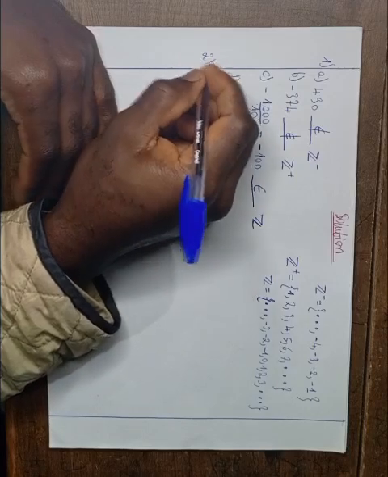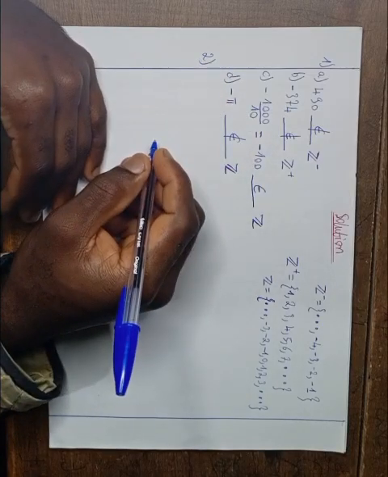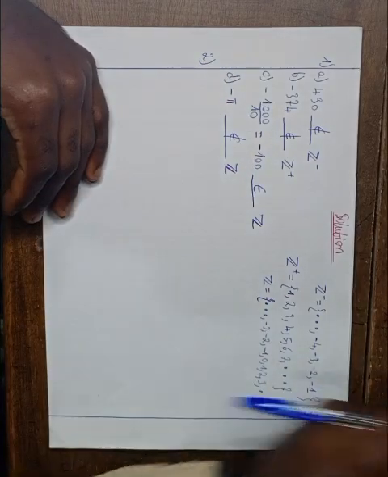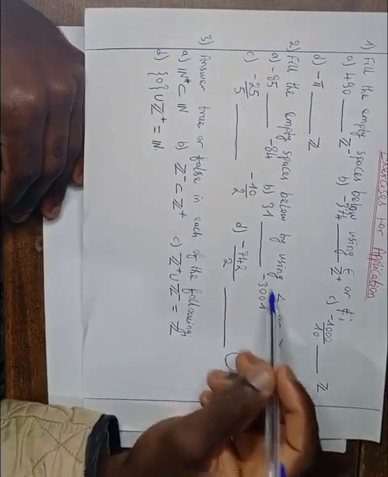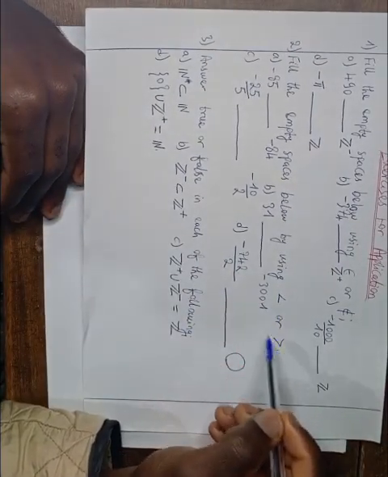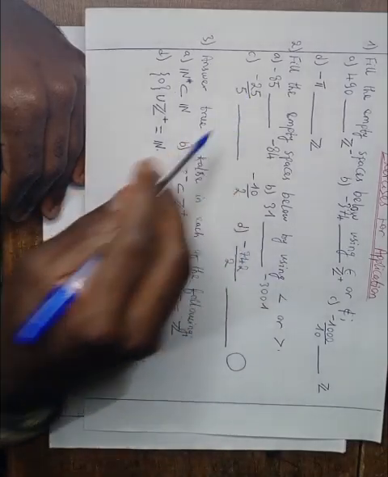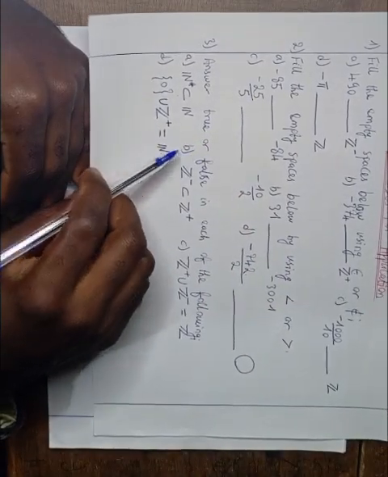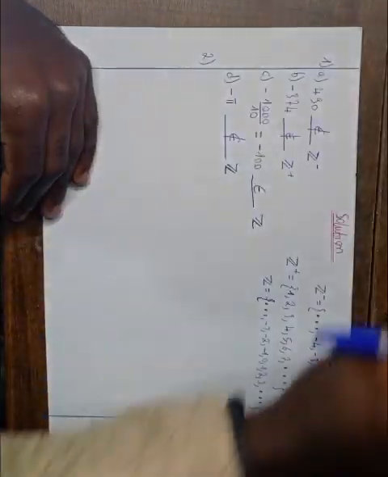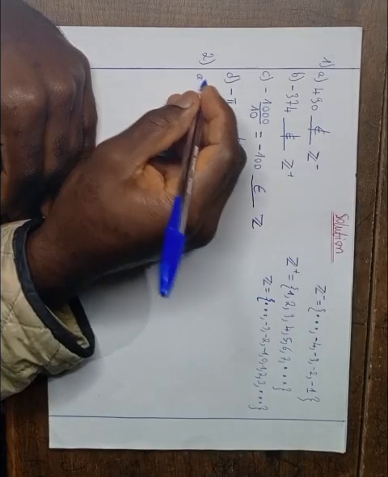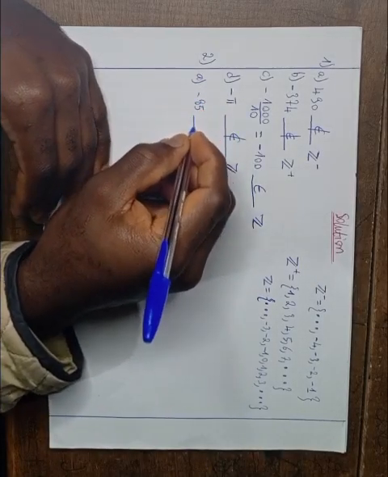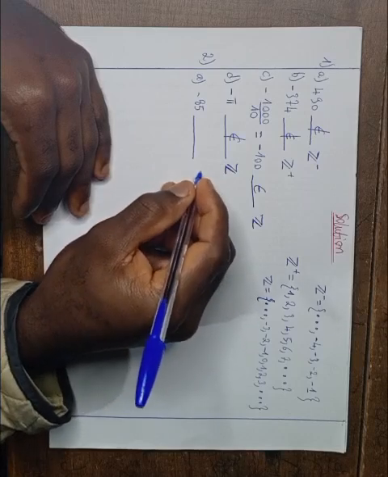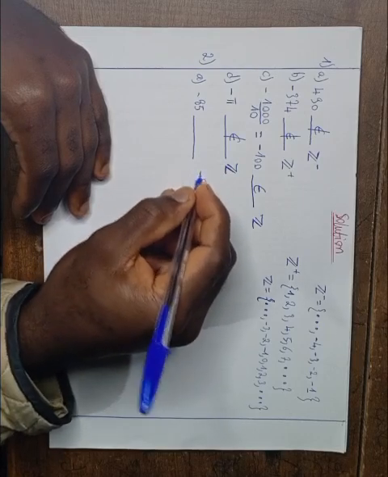Next, question 2 says fill the empty spaces below by using less than or greater than. Question A, we have negative 85. We have the empty space, negative 84.